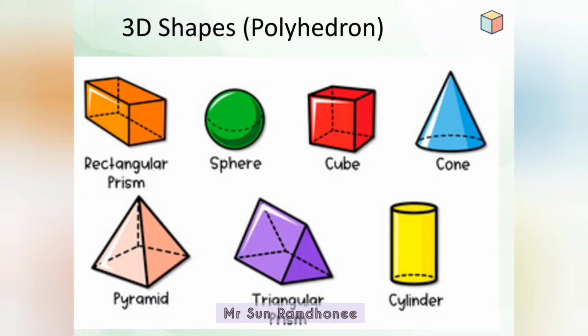In our daily lives, we encounter examples of these shapes. A cheese box resembles a rectangular prism. The football resembles a sphere. The ice cube resembles a cube. The ice cream cone or a funnel resembles the cone. Perfumes or chocolates resemble pyramids. Camping tents resemble the triangular prism. And markers, pens, or pencils resemble the cylinder.